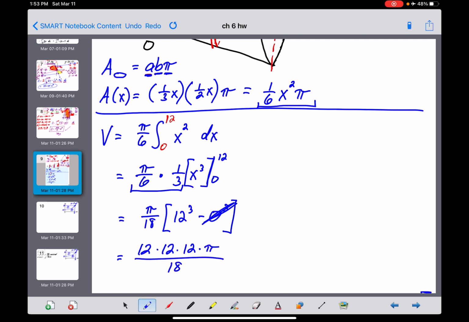Now I'm with you. I don't know what 12 cubed is either, but I do know that I can cancel out a greatest common factor, like for example 6, from one of the 12s on the top and the 18 on the bottom. Dividing a 6 out, this becomes a 2, this becomes a 3. And I do know, as I know you guys do as well, that 12 times 12 is 144, and 144 times 2 I can do in my head. That's 288 pi all over 3.